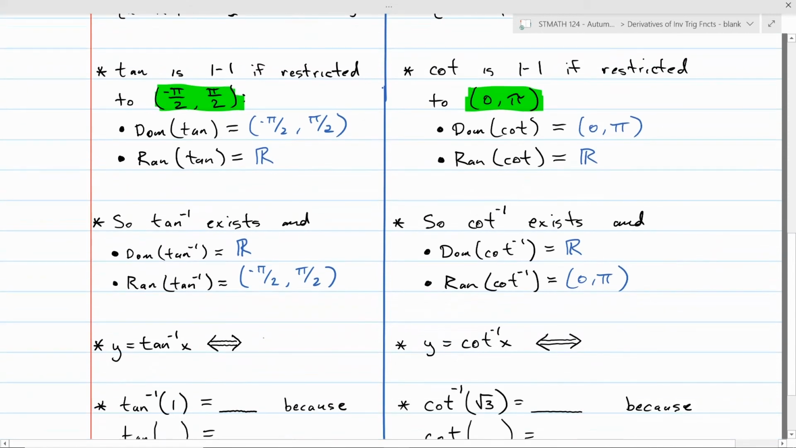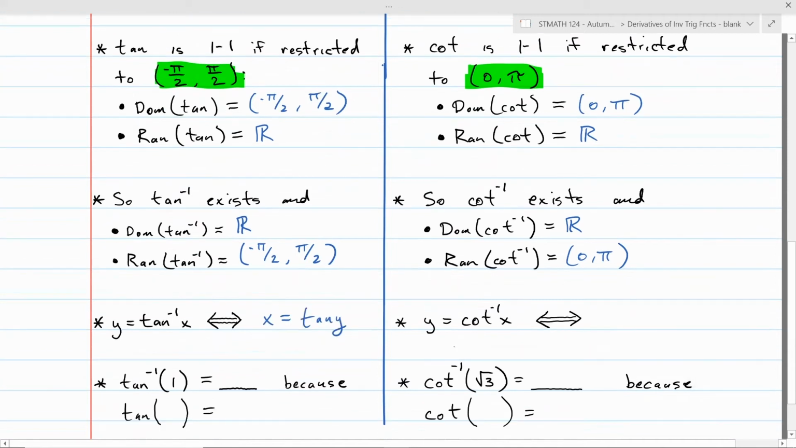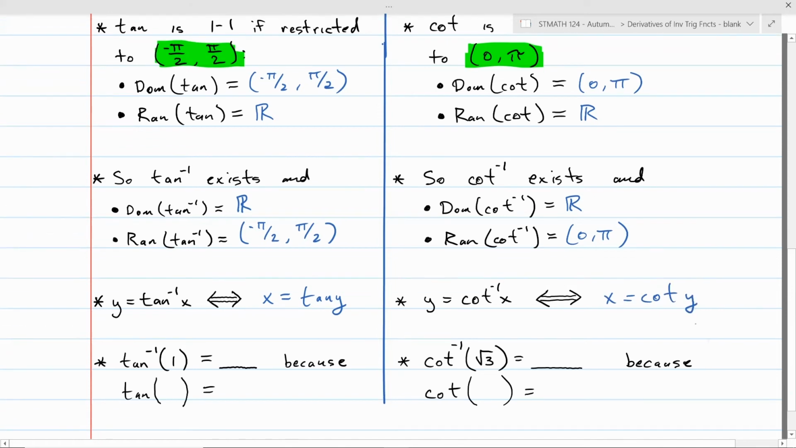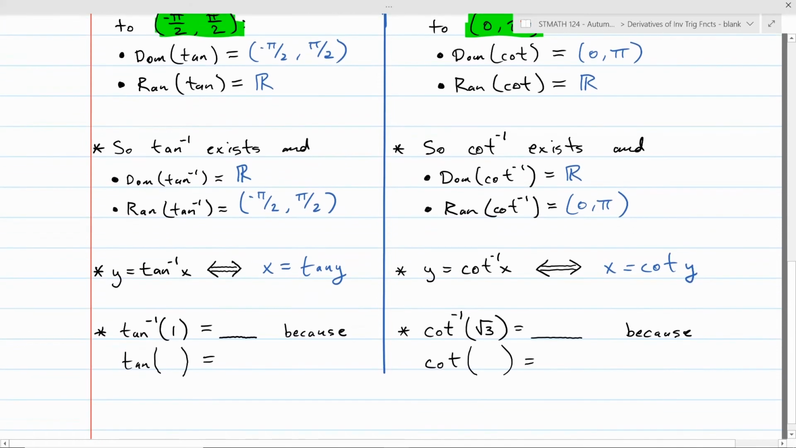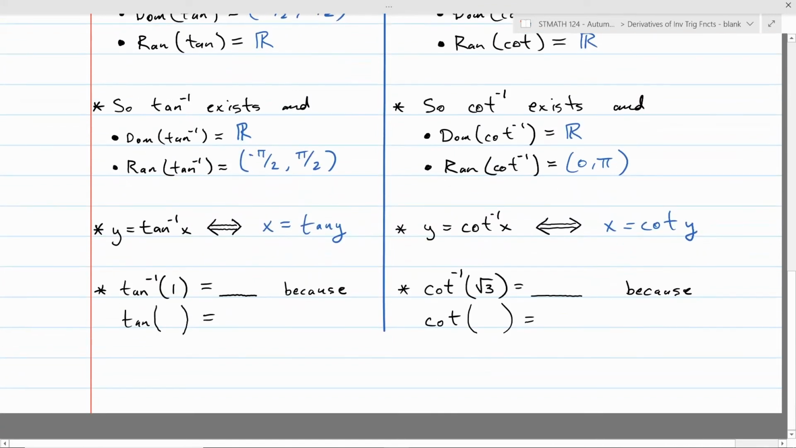And then we have the equivalent way of writing the equation y equals tangent inverse of x. In terms of the original function, that equation is equivalent to x equals tangent of y, and y equals cotangent inverse of x is equivalent to saying x equals cotangent of y. That's sort of our conversion factor. Anytime we're trying to answer something about the inverse function, we can convert it back to a question about the original function, which is kind of nice.